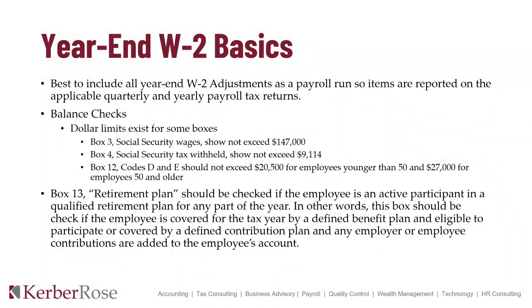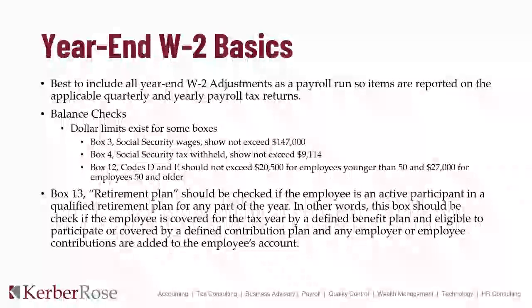And then just some other basics or suggestions. It's best to include all year-end W-2 adjustments as a payroll run. What I mean by that is don't take your payroll record and just say, oh, I need to increase X employee for the S Corp health insurance, and add it to this box rather than running it through a payroll run, because all of those add-ons also apply to your quarterly and yearly payroll tax returns. If it's only getting added as a W-2, you're likely going to have a mismatch notice from the Social Security Administration versus the IRS.